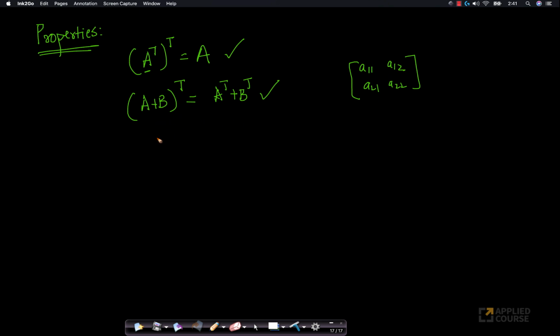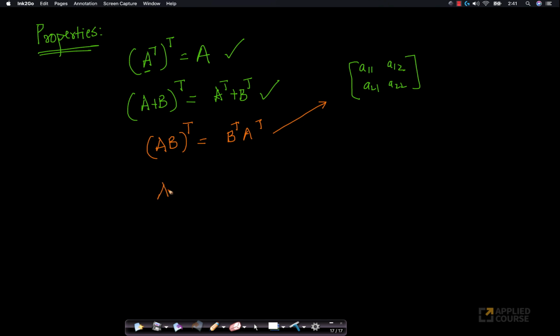The most important property of transpose, which is slightly tricky, is this: if you have A into B, the transpose of the product of two matrices A and B is not A transpose into B transpose. This is actually B transpose into A transpose. This is very, very important. Again, we can verify this rigorously and prove it rigorously.